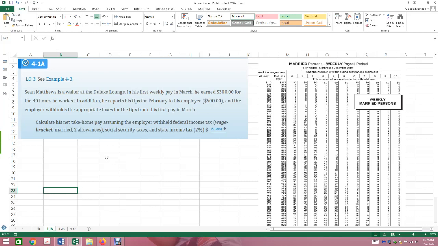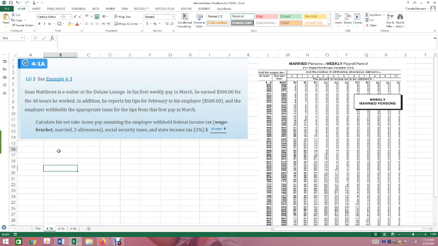In this case, the problem says that this individual is married, so I'm looking at the married table, and it says that this employee gets paid weekly, so I'm looking at the weekly pay period. Now, we are deducting taxes for the weekly pay of $300, but this particular week, we're also going to include the $500 of tips that this employee earned last month, so we can deduct the payroll taxes associated with that.